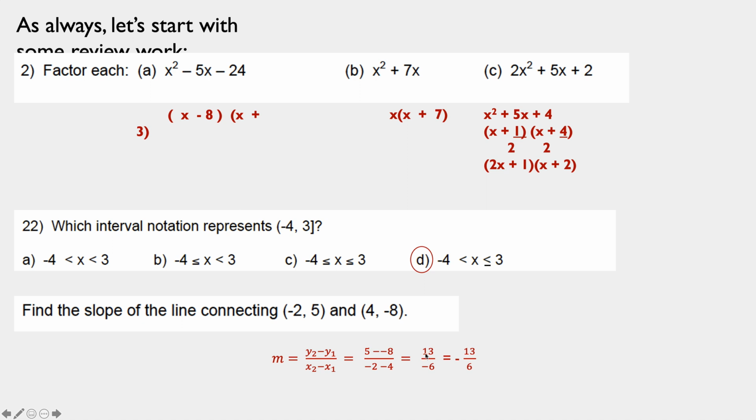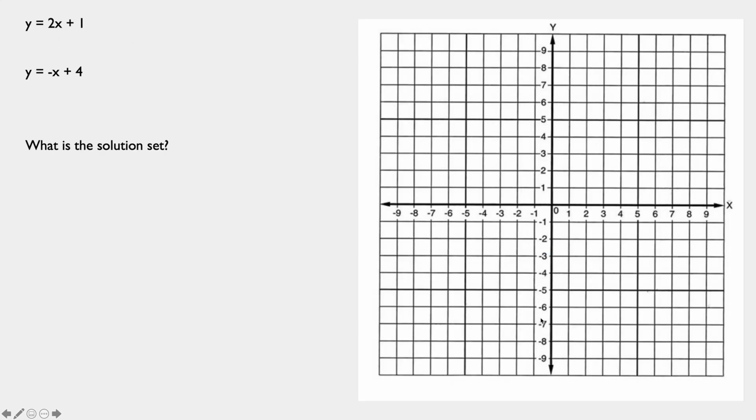5 minus negative 8 is 13. Negative 2 minus 4 is negative 6. So my correct slope is negative 13 over 6. Now, I just want to remind you of the biggest mistake that I see made when students find slopes. Occasionally, students put the x's in the top. And I can understand why, because your whole life x's come before y. But in this case, the y definitely comes before the x in any slope formula. So the y's have to go on top and the x is on the bottom.